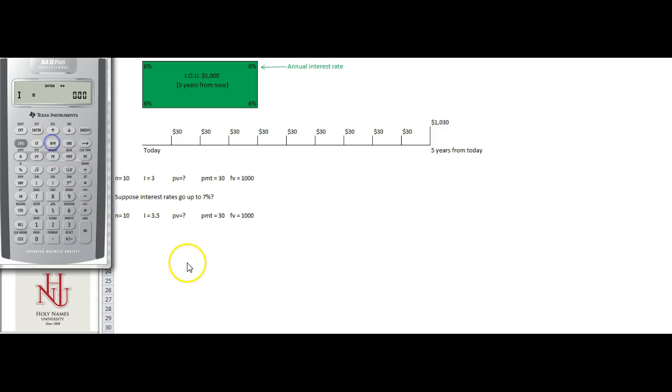So you click NPV. It asks you what interest rate you want to use. Let's use that 7% per year, or 3.5% per period. Enter, down. And let's hit our old friend, the compute button. And lo and behold, we get exactly the same answer. The price for that bond is $958.42.